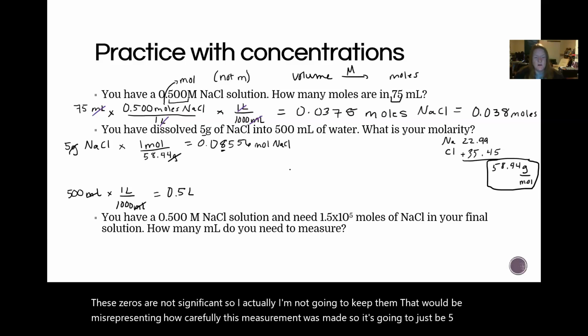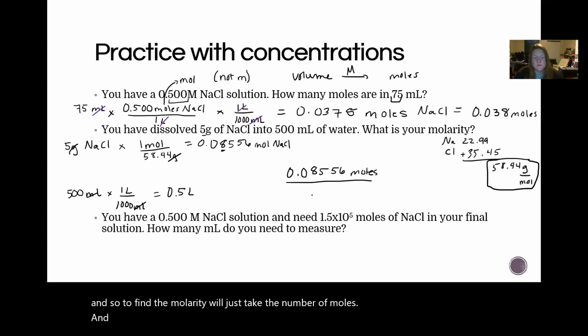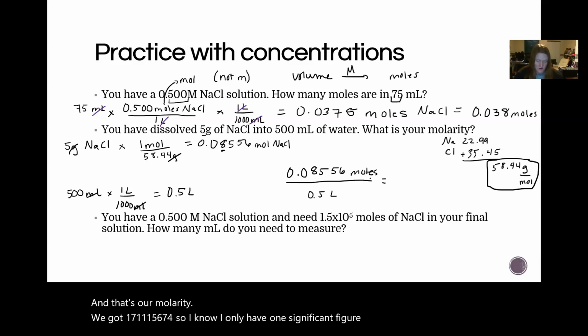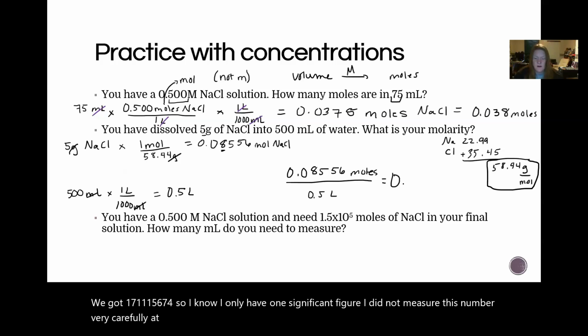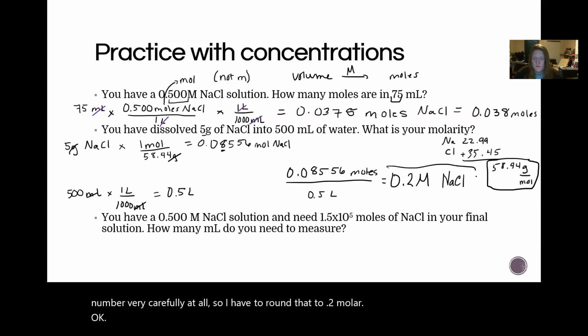And so to find the molarity, we'll just take the number of moles and divide by the number of liters. And that's our molarity. We get 0.171115674. So I know I only have 1 significant figure. I did not measure this number very carefully at all. So I have to round that to 0.2 molar. Okay, so that's our answer on that one.